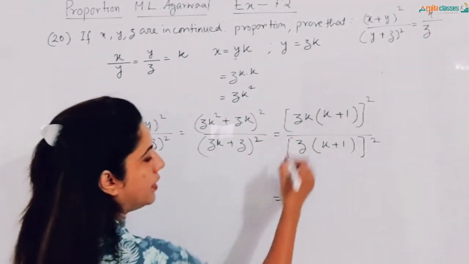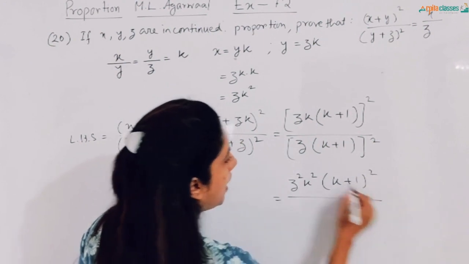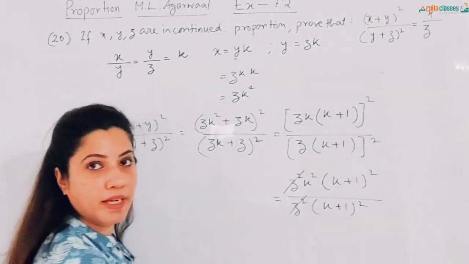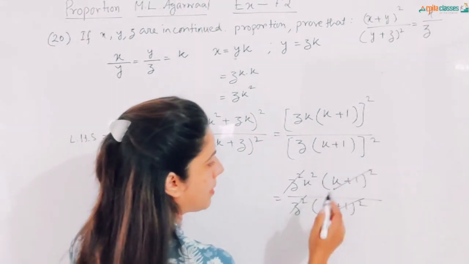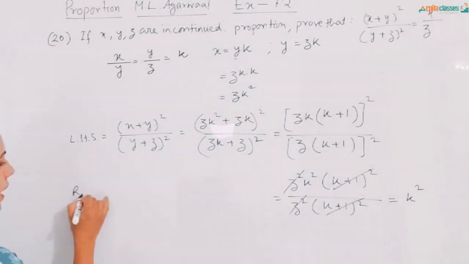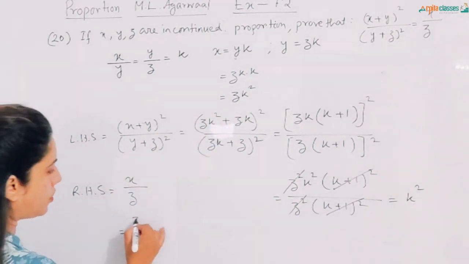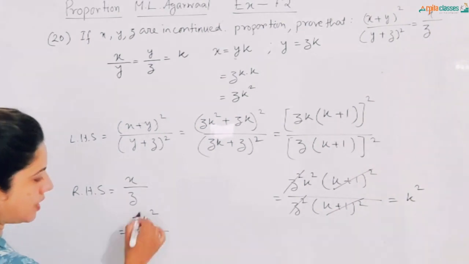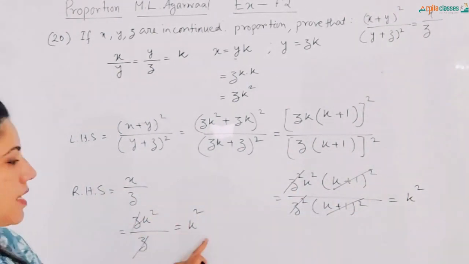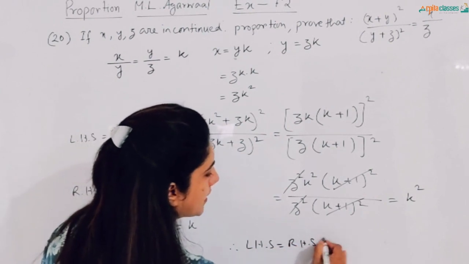Now from here, if I do the square, it will be z square k square into (k plus 1) the whole square upon, this also, z square into (k plus 1) the whole square. From here z square gets cancelled and (k plus 1) whole square gets cancelled. So we get only k square from the left hand side. Now let us process the right hand side. The right hand side is x upon z. Now in place of x, I'm going to put zk square and this is z. So z gets cancelled and we get k square. So from the left hand side we got k square, from the right hand side also we got k square. So we can write left hand side is equal to right hand side.